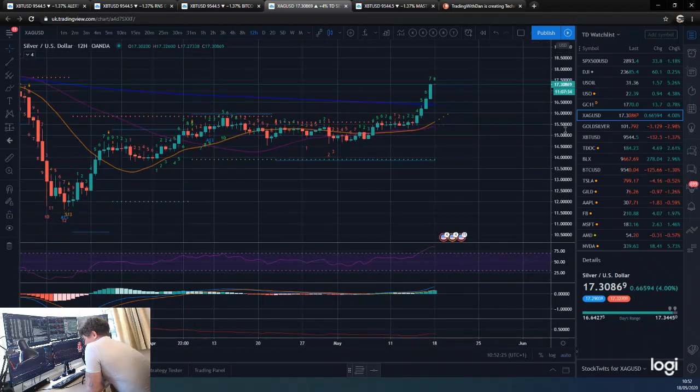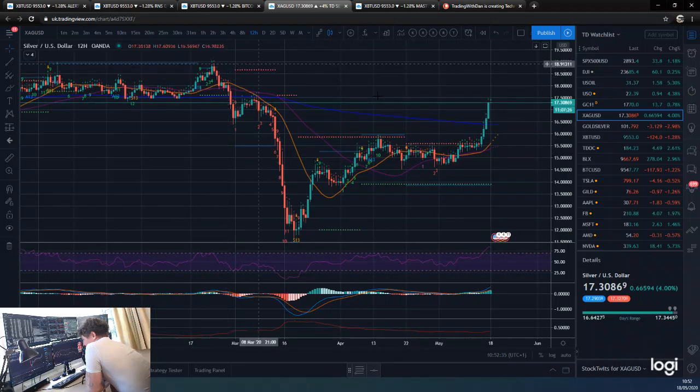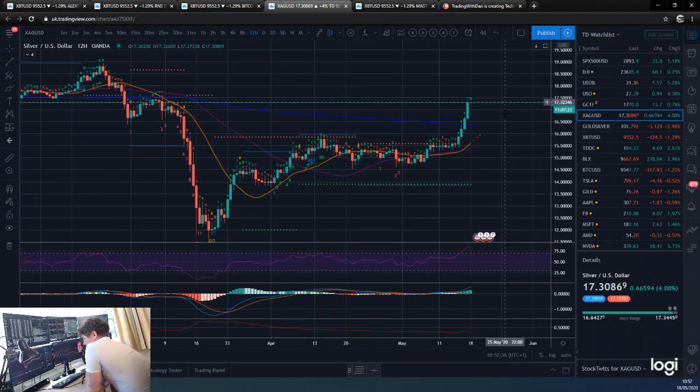A bit of a retrace in the silver. We're obviously squeezing out a lot of short positions here, so this could easily blow off to like 1900 again, have a little double top, and then sell off round to the mid range of this, and then onwards and upwards.